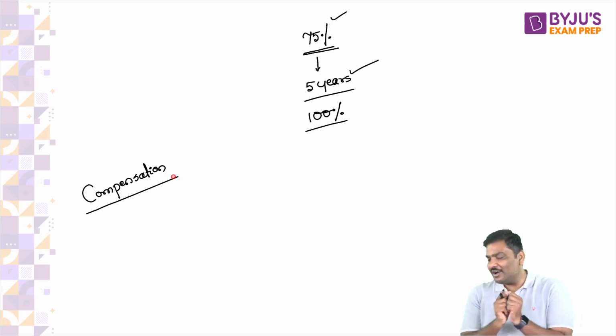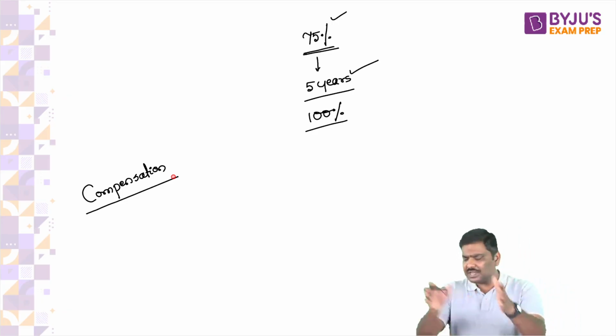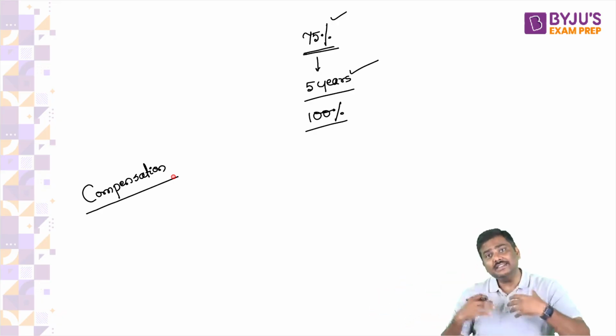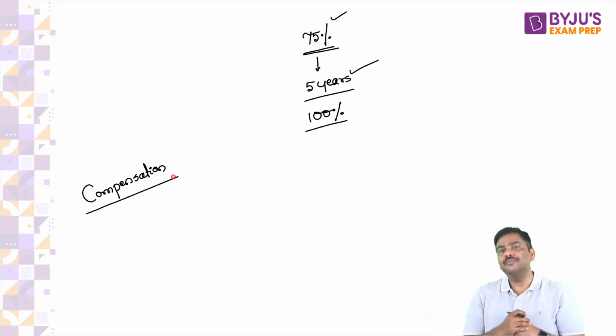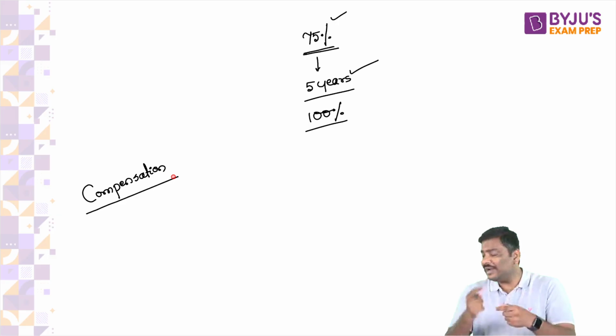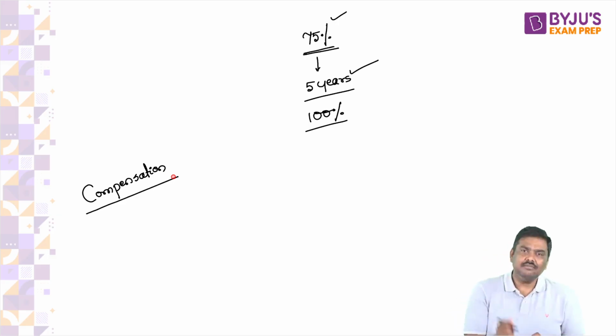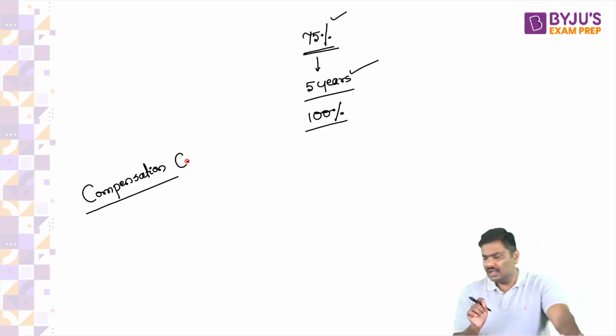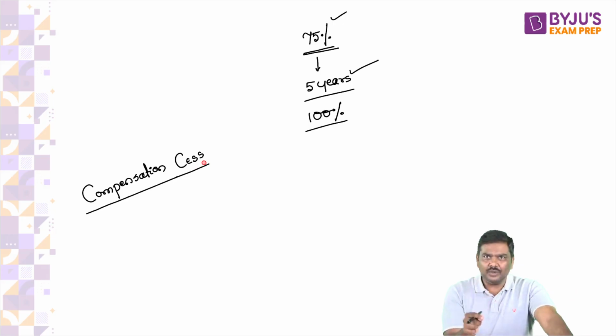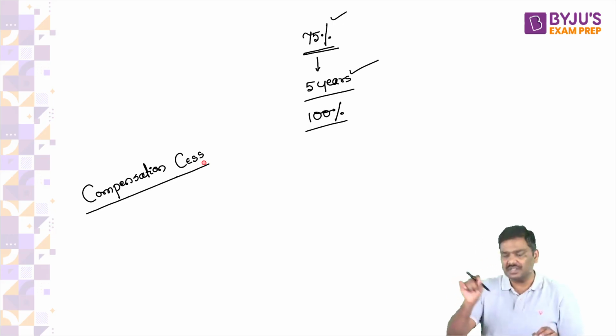If the central government wants to provide compensation to the states, the center should have money in the first place. From where will the central government get the money? That is the reason the government introduced a cess by the name of compensation cess. Very simple.